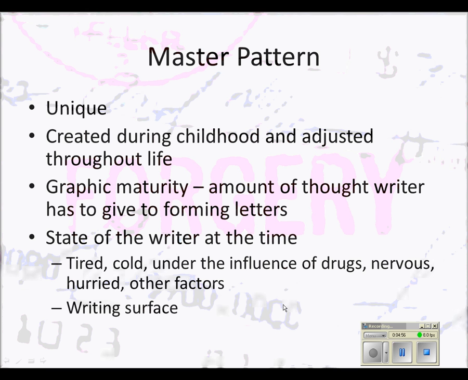We're talking about the master pattern being very unique, and you create this as a child, and then you build graphic maturity. As you don't have to think about forming the letters and how you have to shape them, the writing changes, so it looks a little different. If you look at a child's writing versus an adult's writing, you see the child's writing looks blockier, it's a little messy. There's a lot of thought that goes into the form, whereas an adult can write fluently, and because they have more graphic maturity, they subconsciously form the letters. And then, of course, we talked about those transient factors, and what's going to change, if you're tired, cold, nervous, and of course the writing surface that you're writing on.